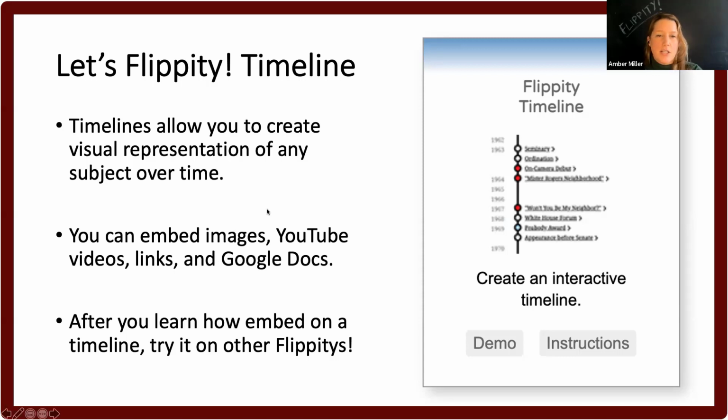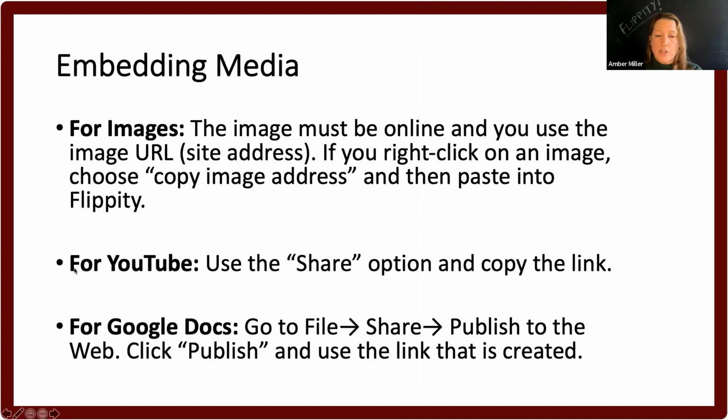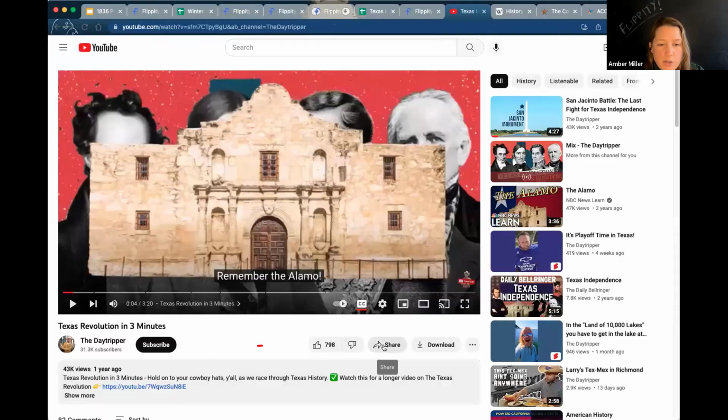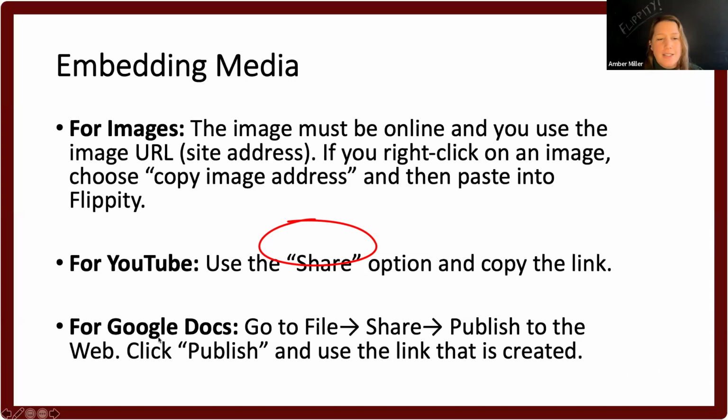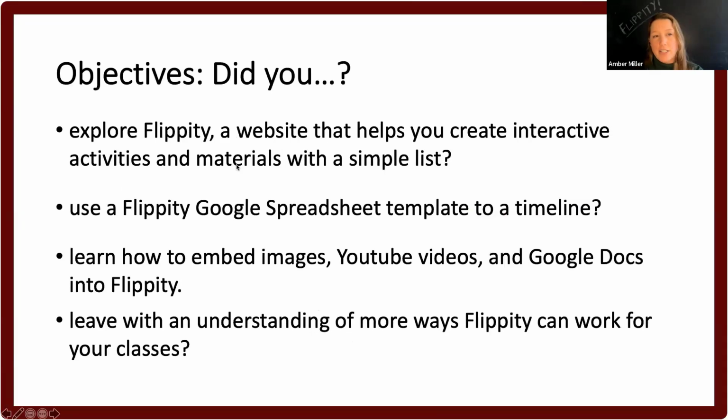I just want to mention that the directions for YouTube and for Google Docs are in the instructions. So again, that's more advanced perhaps, but the directions are all there. For YouTube, you need to use the share option and copy the link. You do share and then you copy this link. And for Google Docs, it's the same as publishing the Flippity. You have to go file, share, publish to the web. These are in the instructions. So please read the instructions of Flippity.